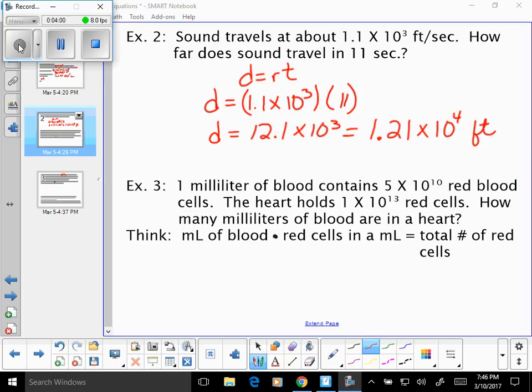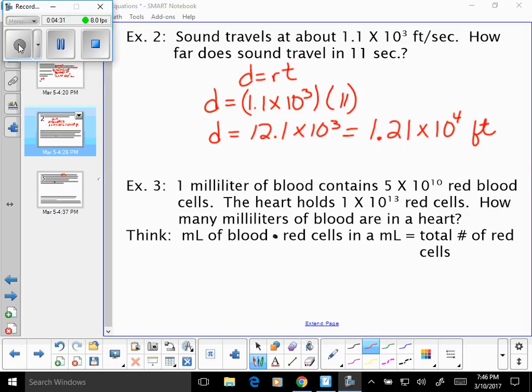Example 3 is really not like one you're going to have on the assignment, but it is a good problem to do. 1 milliliter of blood contains 5 times 10 to the 10th red blood cells. The heart holds 1 times 10 to the 13th red cells. So how many milliliters of blood are in a heart?